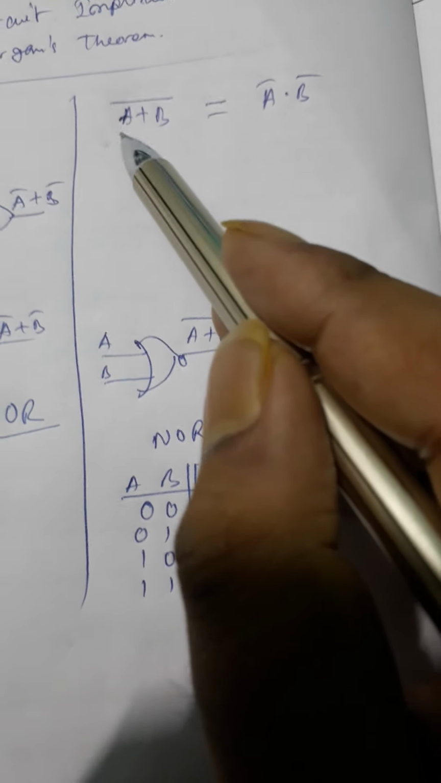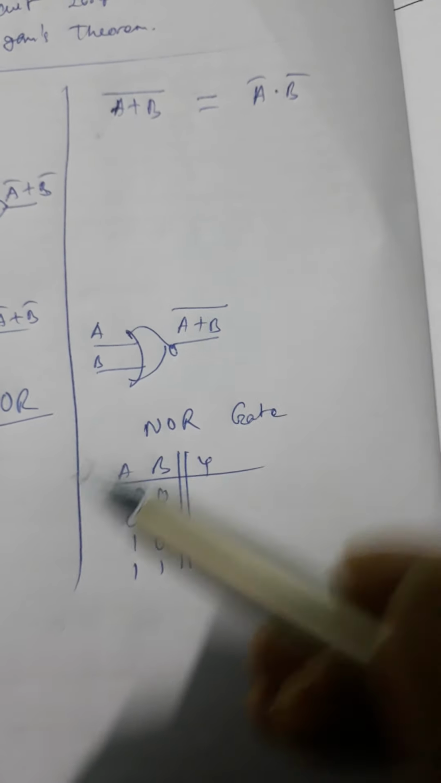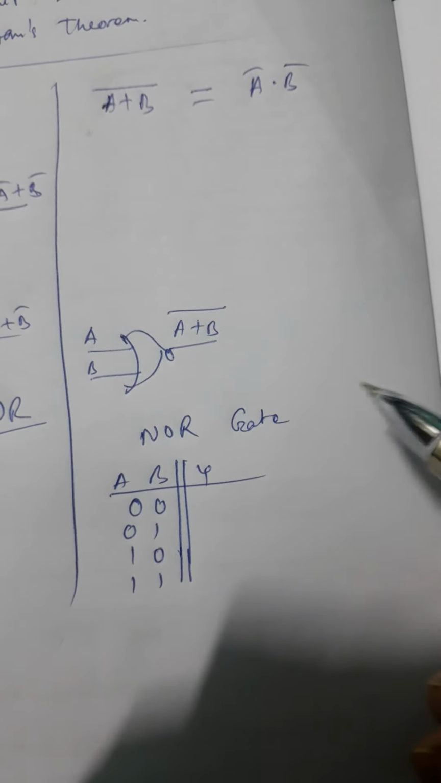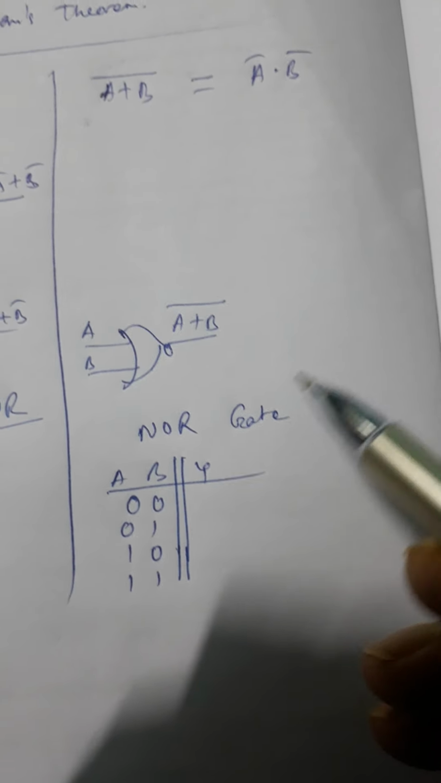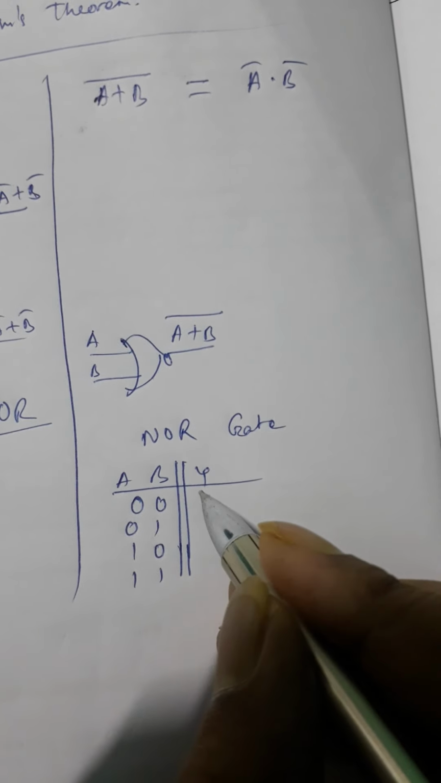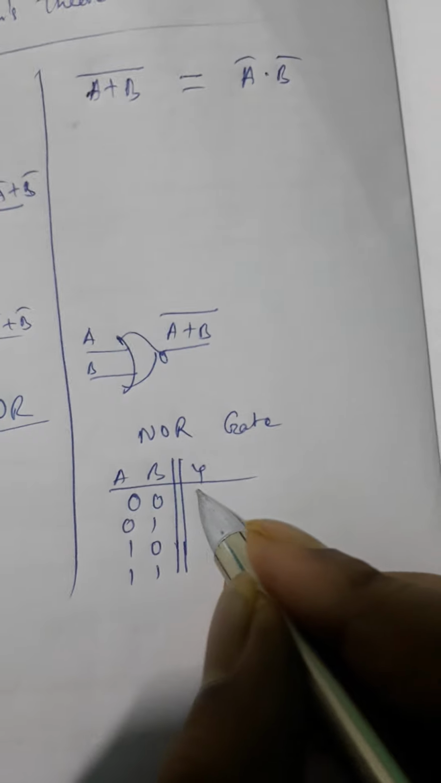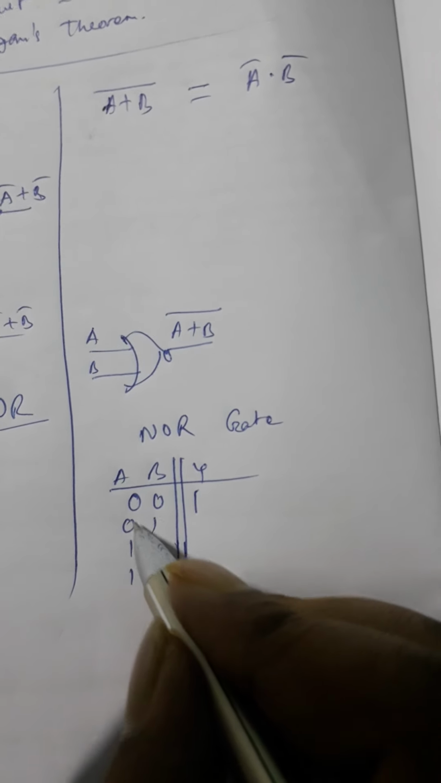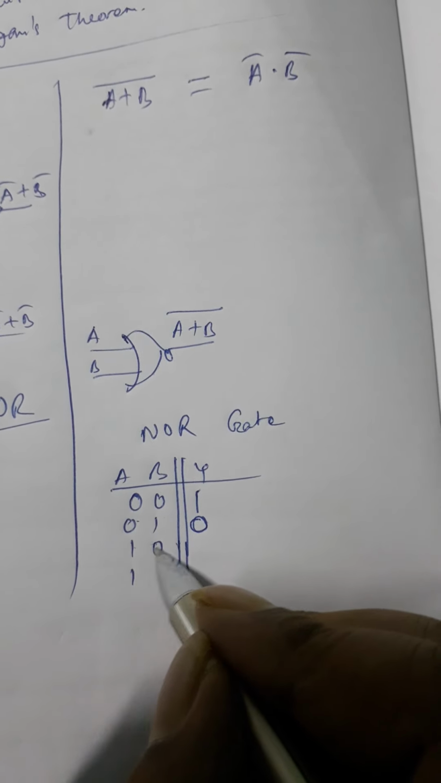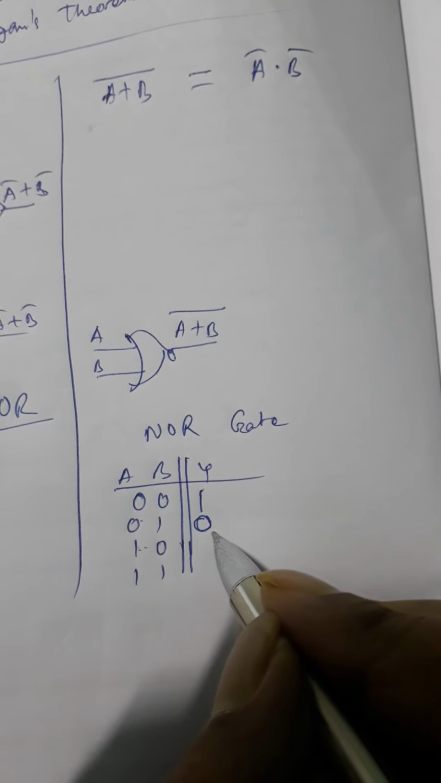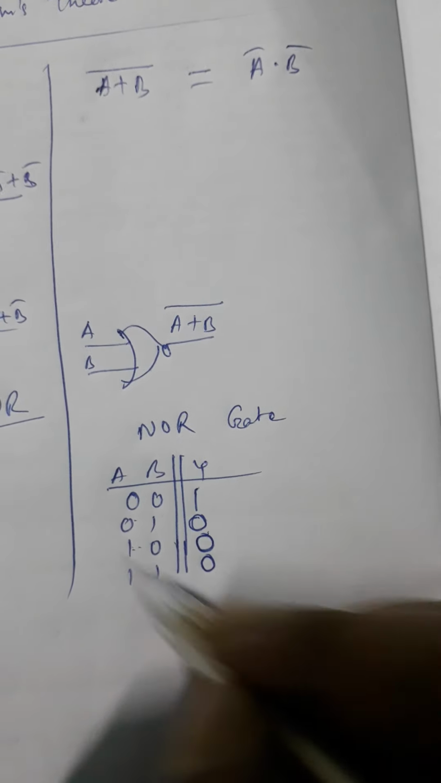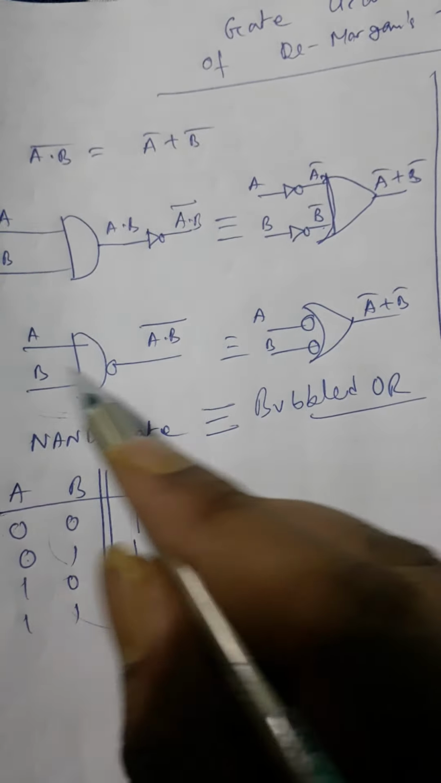Similarly, from this theorem, A plus B whole bar is equal to A bar dot B bar, we get the NOR gate. Fine. And what is NOR? NOT OR. So the OR output will be complemented here. So 0 0 will make what? In case of OR gate it would have been 0, but in this case it will be 1. In case of OR gate this would have been 1, but in NOR gate it is 0 here. It would have been 1, in this case it is 0. So this is the NOR gate logic, and this is the NAND gate logic.